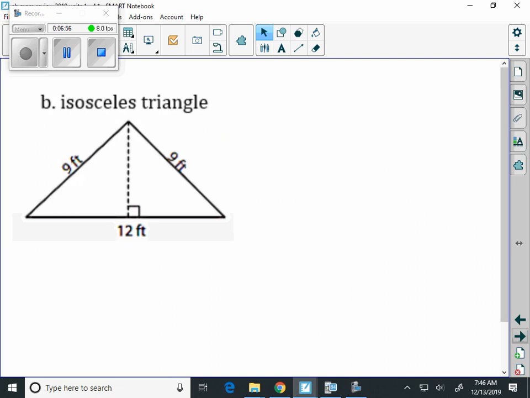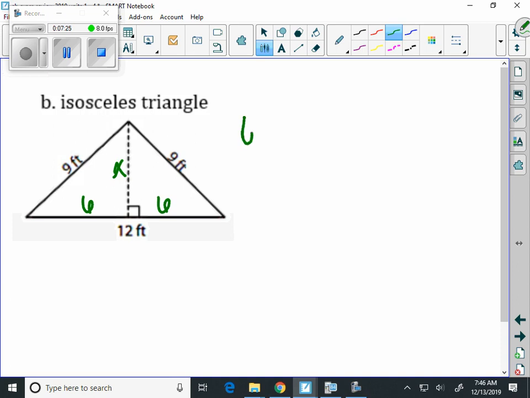Isosceles triangle. Same idea when we figure out the height. I'm using the Pythagorean theorem. And once again, what we have is a perpendicular bisector. So this dotted line is the perpendicular bisector, which means that this length is 6 and this length is 6. Again, I'll call the height x. And we use the Pythagorean theorem, and we have 6 squared plus x squared equals 9 squared. Remember that it's side squared plus side squared equals hypotenuse squared.